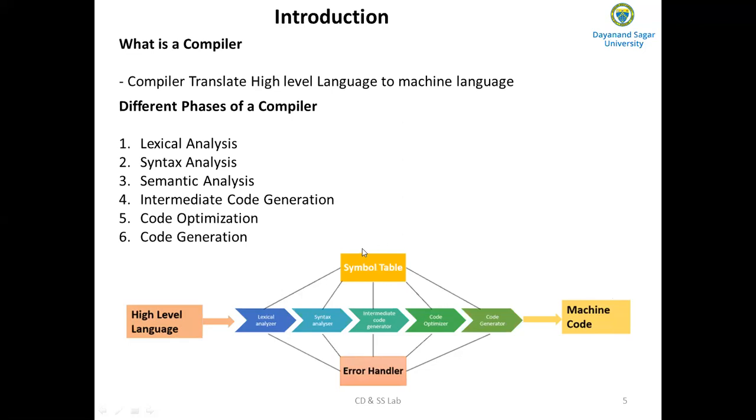So this symbol table is used to record the tokens during compiler construction, like identifiers, variables, operators, constants, and so on. And the error handler is used to report the errors. We will go into the understanding of each of these phases in detail.